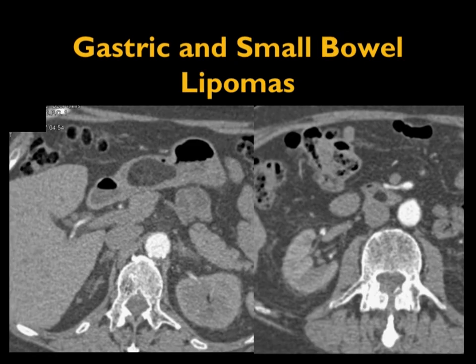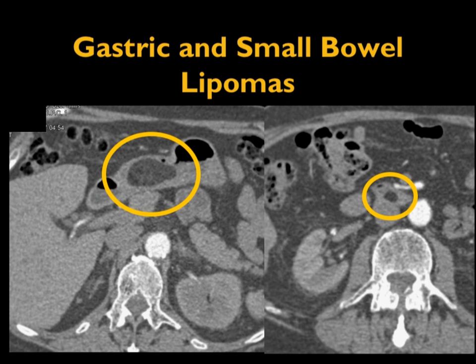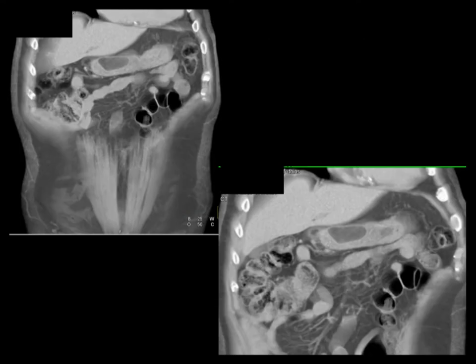And here's just a nice example of a classic lipoma in the stomach. This patient also, by the way, has a lipoma in the duodenum. There's no association as far as I know, and here's just a very nice example of that patient's lipoma.